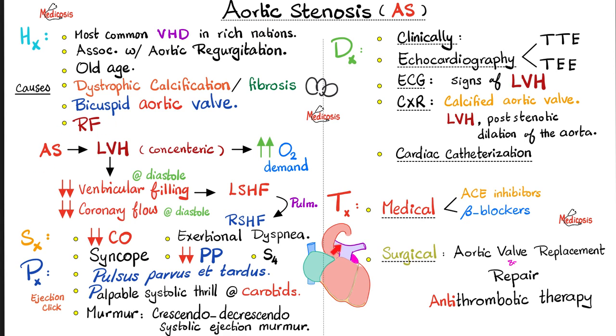Aortic stenosis increases the afterload, so therefore the left ventricle has to pump harder. This causes hypertrophy of the left ventricle. Is this hypertrophy concentric or eccentric? The answer is concentric. This hypertrophy of the left ventricle increases oxygen demand and decreases ventricular filling during diastole. Why is this? Because the wall of the left ventricle got thicker and the cavity of the left ventricle became narrower, which decreases ventricular filling during diastole.